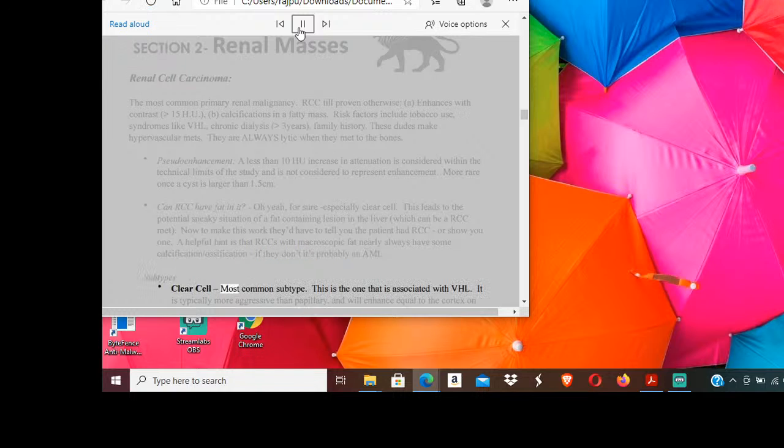Subtypes. Clear cell is the most common subtype. This is the one that is associated with VHL. It is typically more aggressive than papillary, and will enhance equal to the cortex on corticomedullary phase.